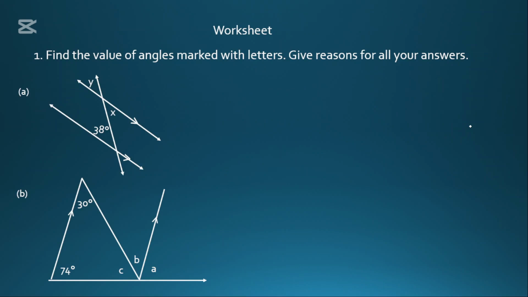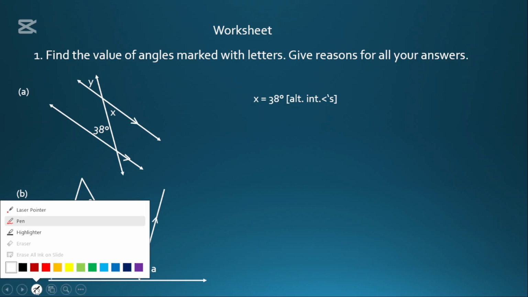Find the value of angles marked with letters. Give reasons for all your answers. You always work from the given. You see your parallel lines, your transversal, 38 degrees. Ask yourself, 38 and x, do they form a pair? Yes, they are alternate angles. So, x is equal to 38. And we write it out like this. X, 38 degrees, alternate angles.